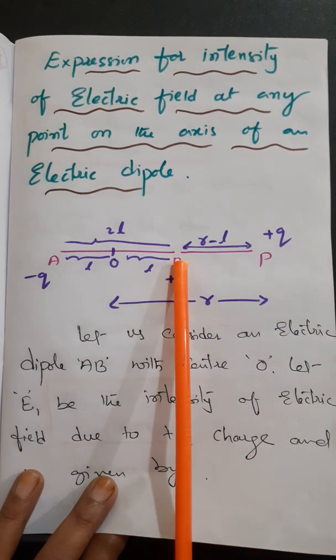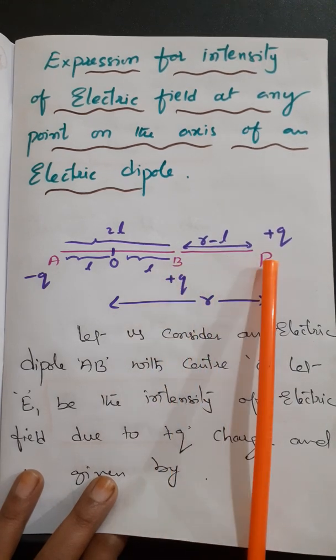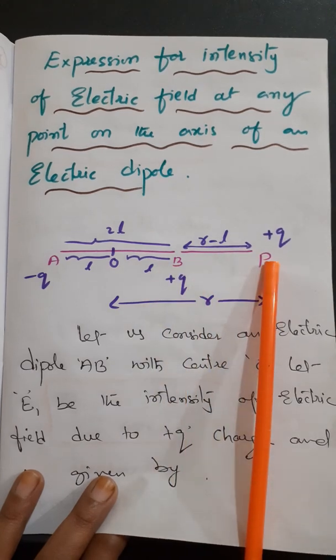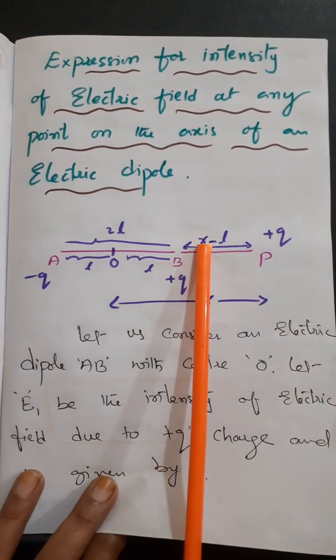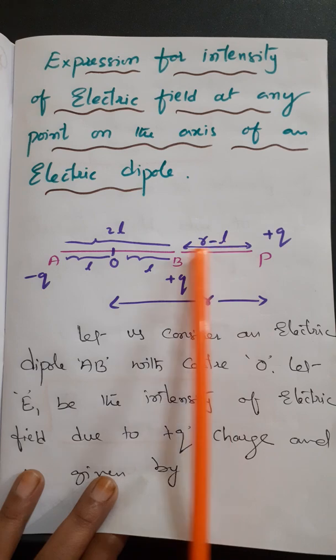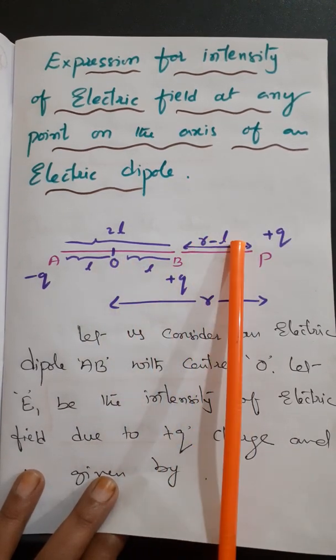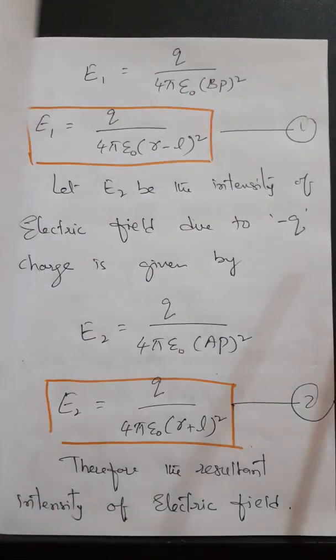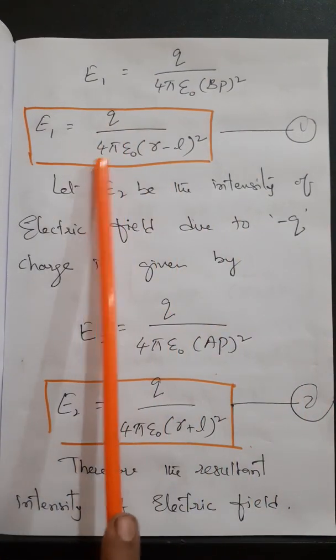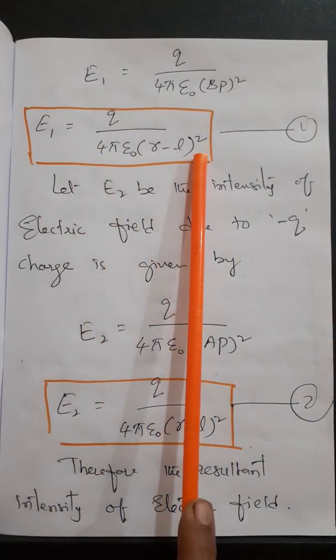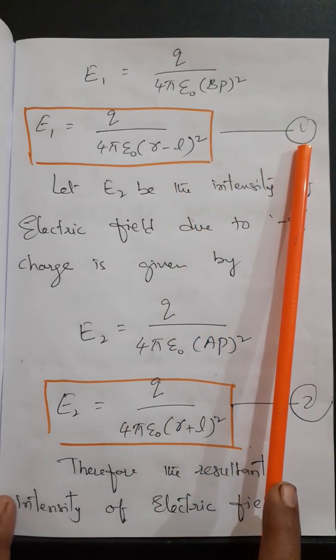The distance between this plus q charge and P is BP. What is the BP value? From here to there the distance is r, and this can be written as r minus l. So here this can be written as E1 is equal to q by 4 pi epsilon naught into (r minus l) whole square. Let us take that as equation number 1.